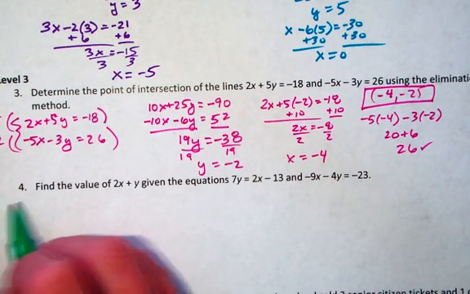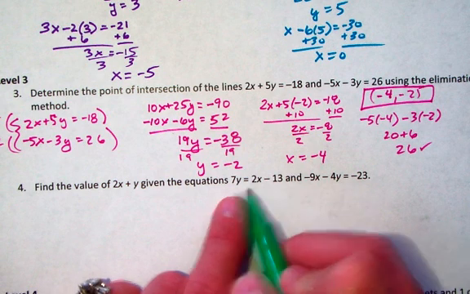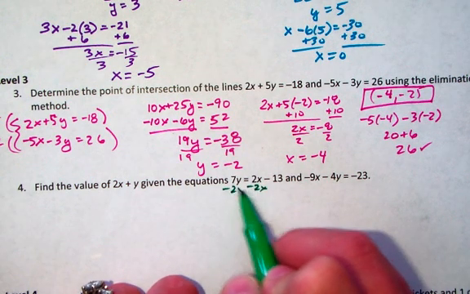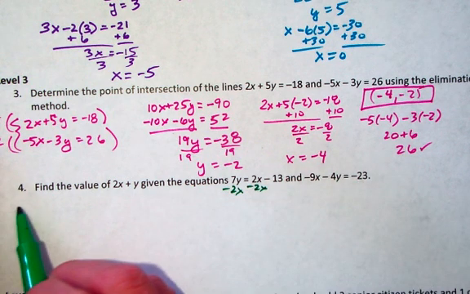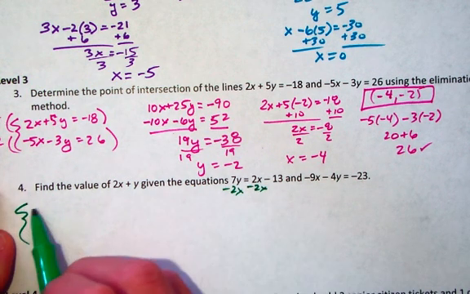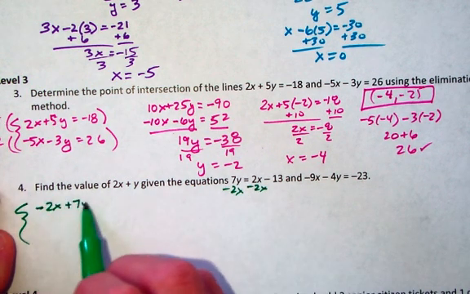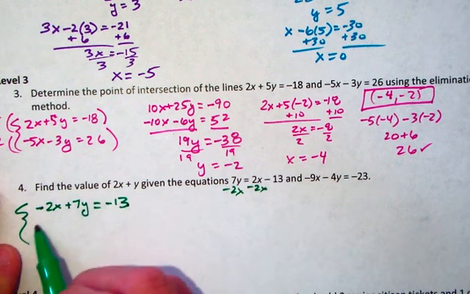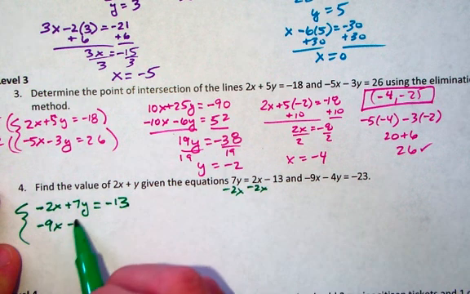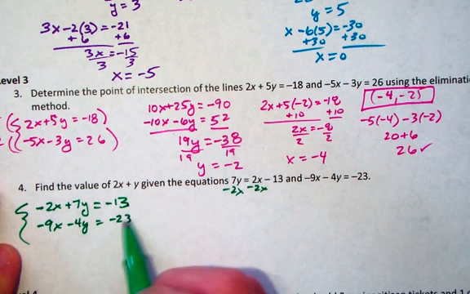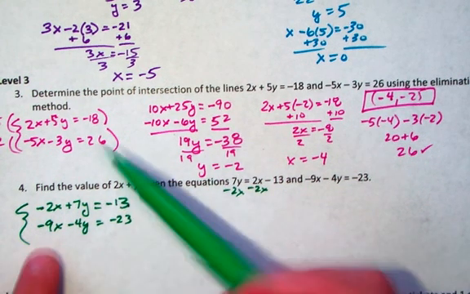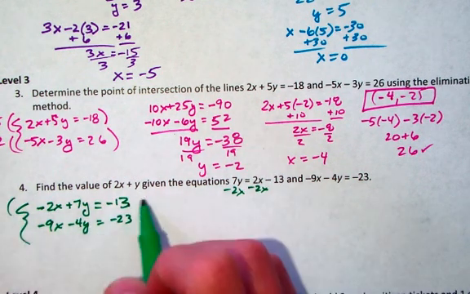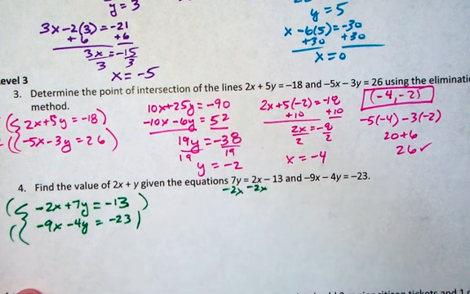I'm going to rewrite this one. I'm going to subtract 2x from both sides. And what that's going to do for me here is when I write it in the system notation, I'm going to get negative 2x plus 7y equals negative 13. And then my other equation is negative 9x minus 4y equals negative 23. Okay. So both of these are negative, but here I only have one positive and one negative. So I'm actually going to eliminate the y terms for this problem.